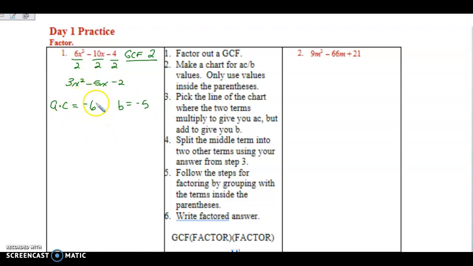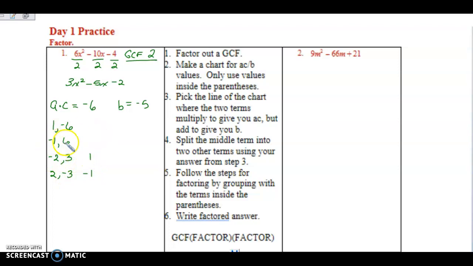So now I have to think about all the factors of negative 6. I can have a 1 and a negative 6. I can have a negative 1 and a positive 6. I can have a negative 2 and a positive 3. Or I can have a 2 and a negative 3. And this would give me, if I add them, negative 1.